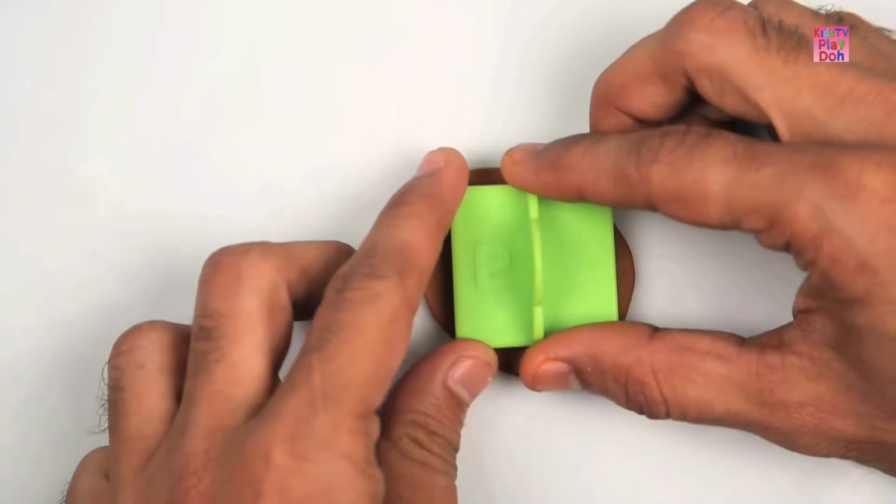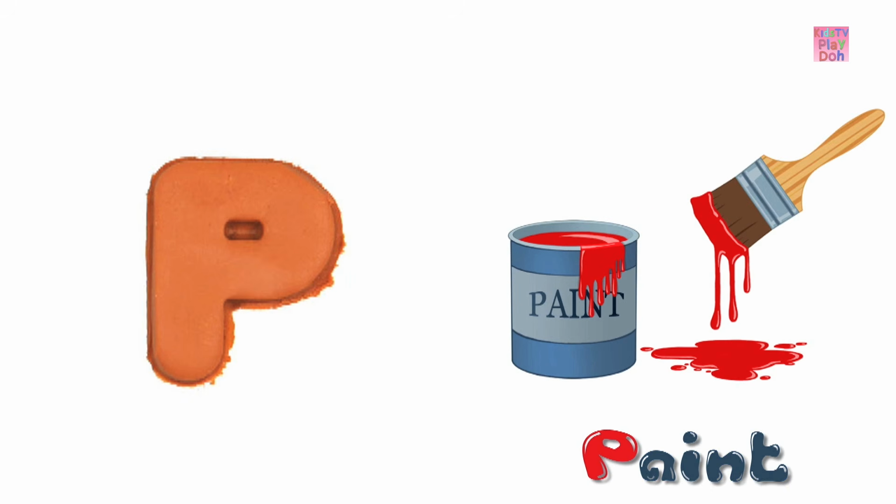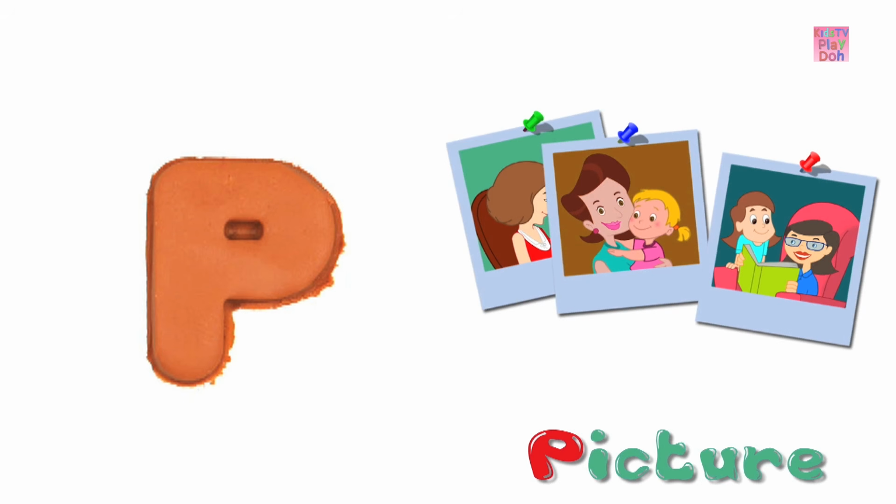Here comes the letter P. P. P is for plane, plane. P is for paint, paint. P is for paper, paper. P is for picture, picture.